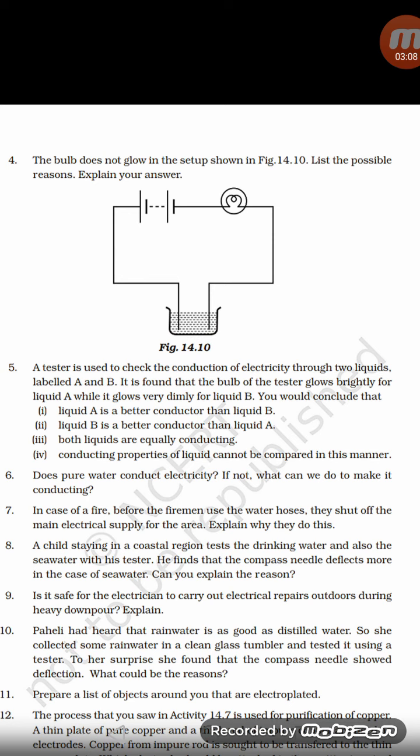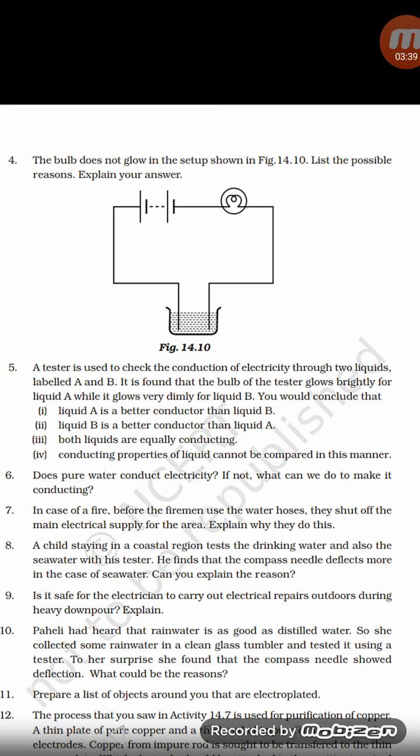In question number 5, it has been asked a tester is used to check the conduction of electricity through 2 liquids labeled A and B, and we find that the tester glows more brightly in case of liquid A as compared to B. It means if the tester is glowing more in which solution, that solution is more conducting. So from this statement we come to know that liquid A is a better conductor than liquid B. So option first is correct.